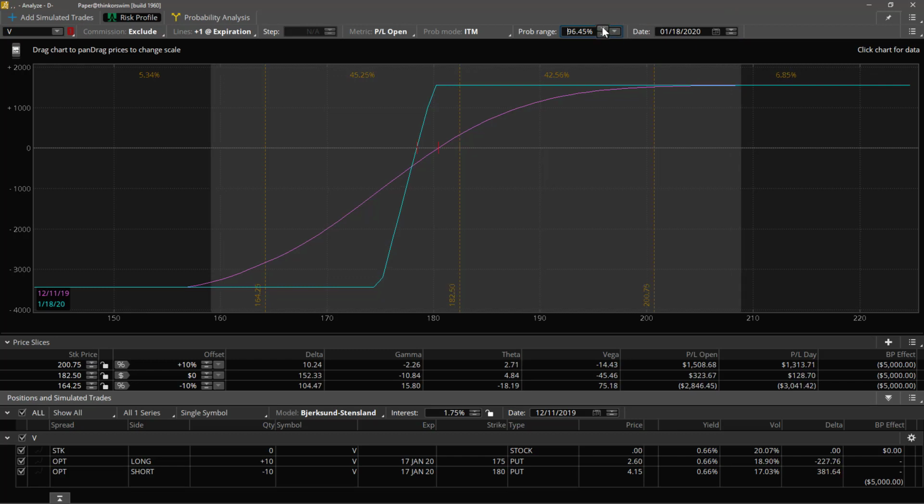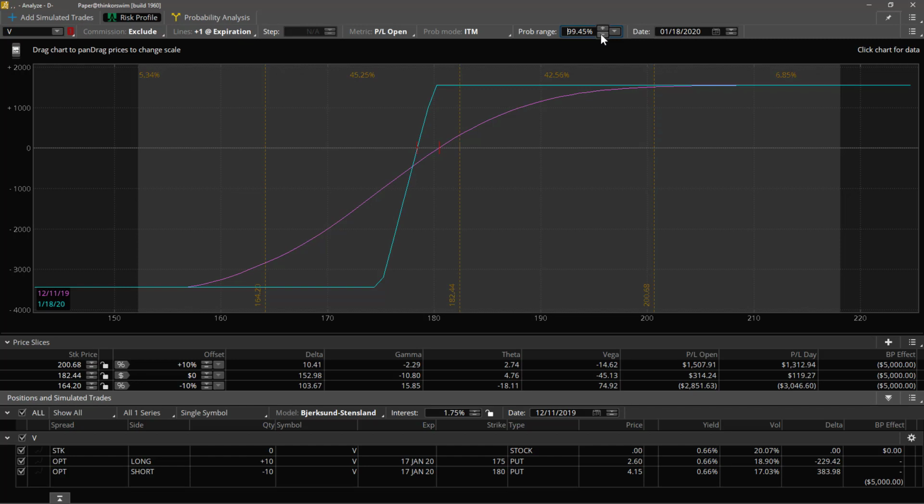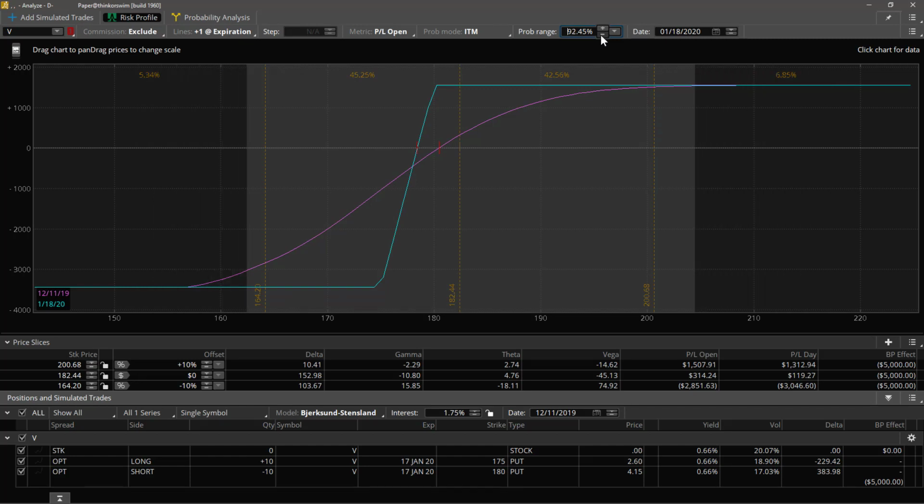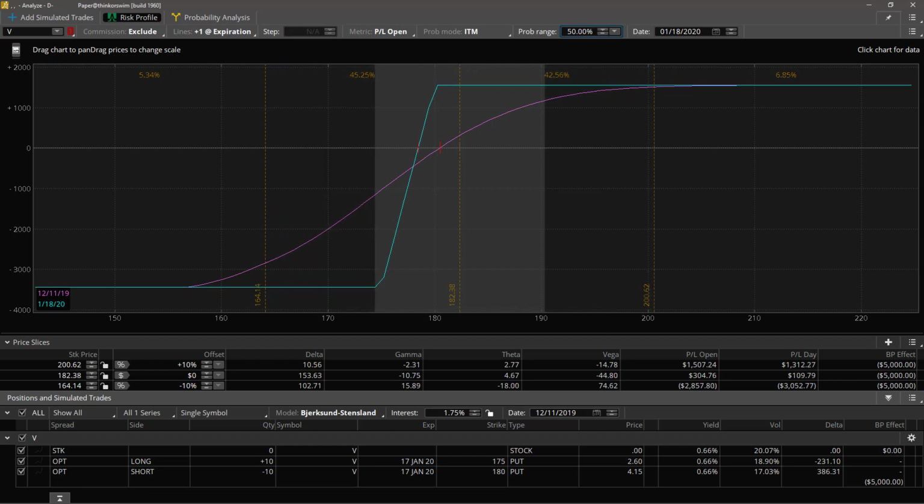Notice I can also increment this probability, 99.45%. Notice I can't increment it above 100%. But for example, if I want to find out the region that it would be in with a 50-50 chance, there's a 50% chance that the price will be in this region on this date.